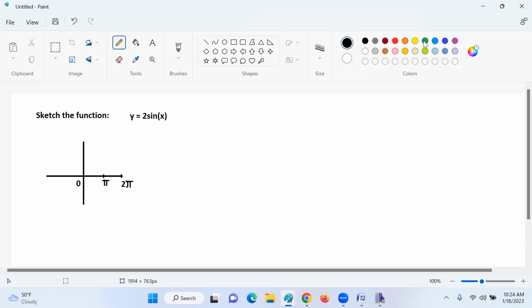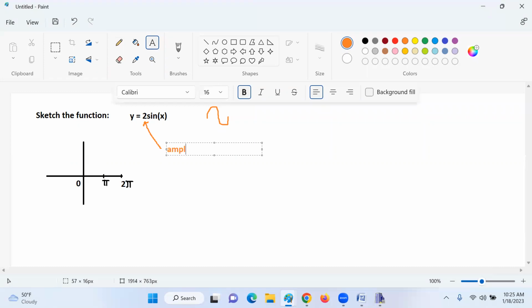We do know that the sine function should go like this, correct? Exactly. So the only thing that changes is the amplitude. The amplitude for this is equal to 2, and the period is still 2 pi.